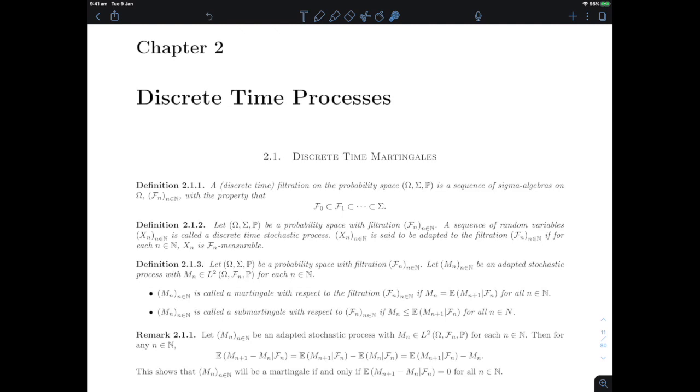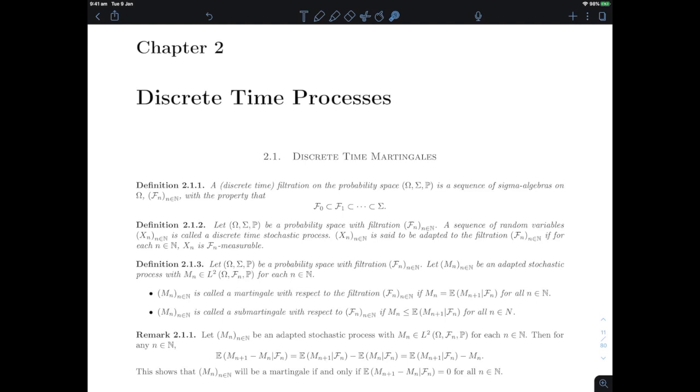The first definition is the definition of a filtration. So what is a filtration? It is a sequence of sigma algebras that is nested. So F0 is included in F1, which is included in F2, and so on and so forth. So you have a whole family of sub-sigma algebras, and it increases as time passes. So that's the natural number that indexes it increases. Right, so this is how we're going to model our increase of information over time.